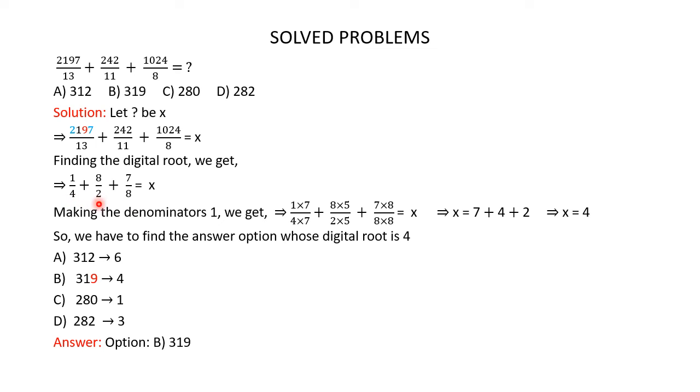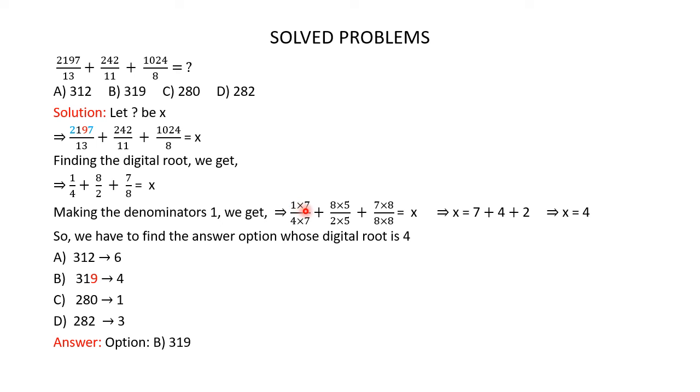Now you have 4, 2 and 8 as denominators here. So making the denominators as 1, we get 1 multiplied by 7 by 4 multiplied by 7 plus 8 multiplied by 5 by 2 multiplied by 5 plus 7 multiplied by 8 by 8 multiplied by 8 is equal to x. Now in the denominator here, 4 multiplied by 7 is 28 and 2 plus 8 is 10 and 1 plus 0 is 1. So the digital root of the denominator of this fraction is 1.